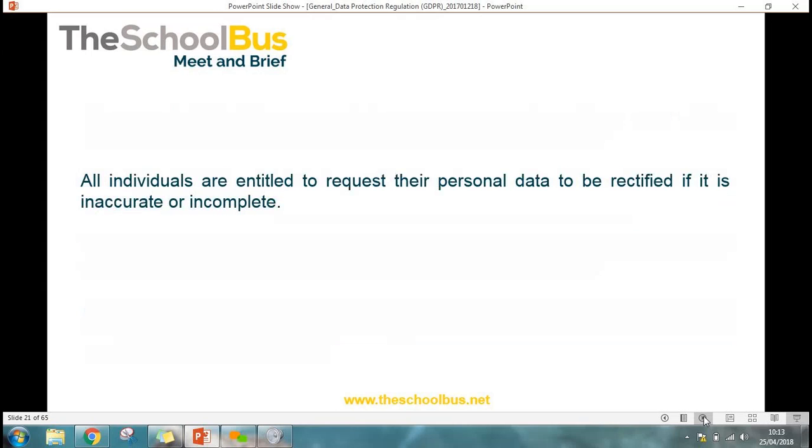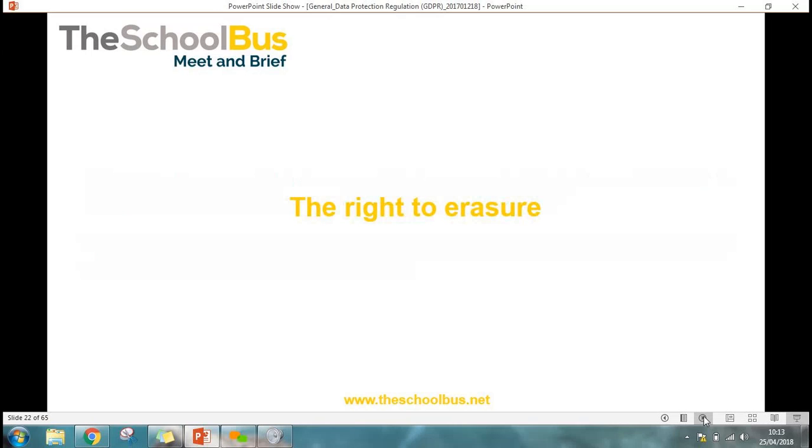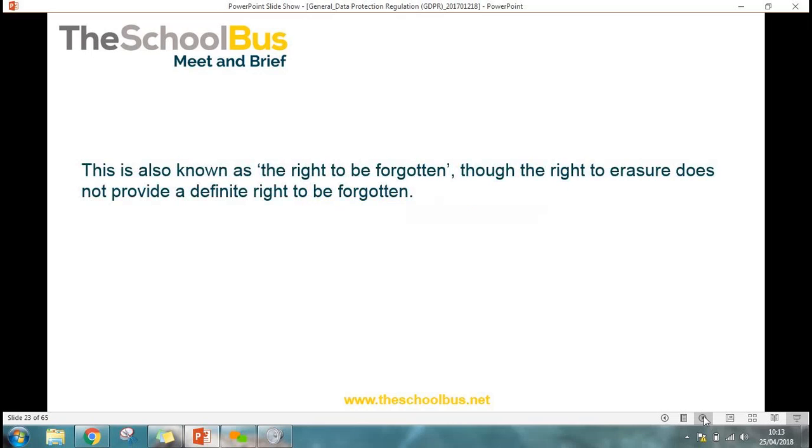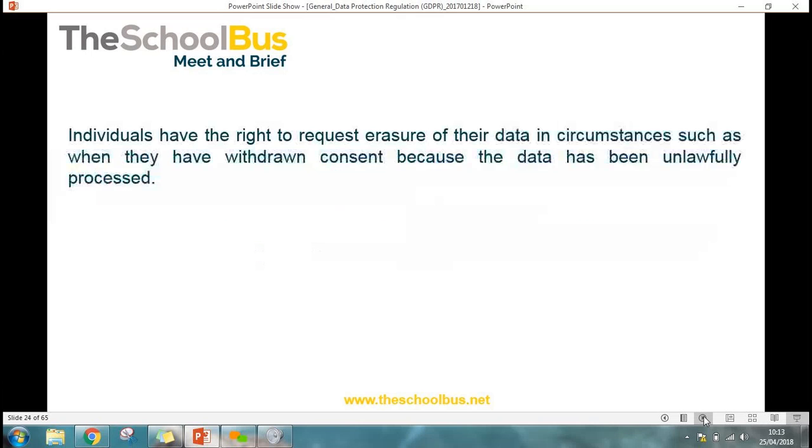Clearly, anyone will understand that if you're aware of an organisation that holds personal data about you and that data is incorrect, you'll want to get it changed and updated, and therefore individuals can now do that. And we must be able to respond to those requests within one month. And similarly, if the individual then wants to remove their data, clearly Google have been at the forefront of this right to be forgotten over the last couple of years. This is now becoming enshrined in GDPR.